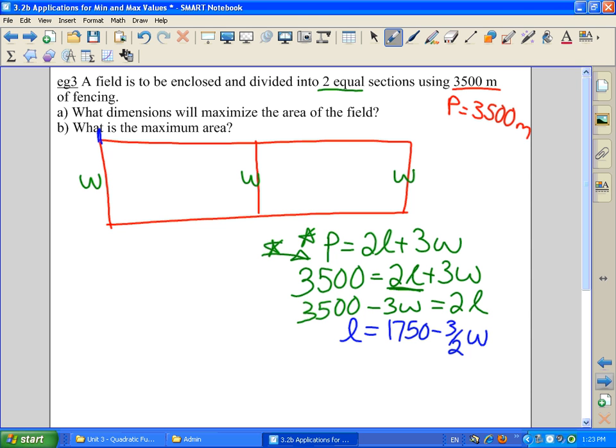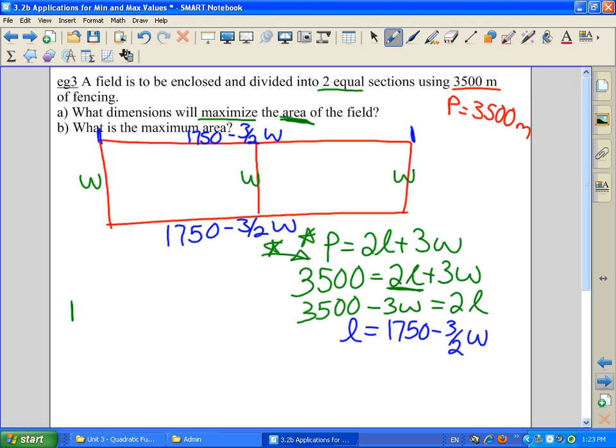So instead of doing my length, this whole measurement is going to represent 1750, subtract 3 over 2 W. Same on the bottom. And you might say, hey, that's great, but why did we do that? Because we need to have those measurements in terms of one variable so that we can do question A, which is what dimensions will maximize the area. So we needed to have those dimensions in order to do area.